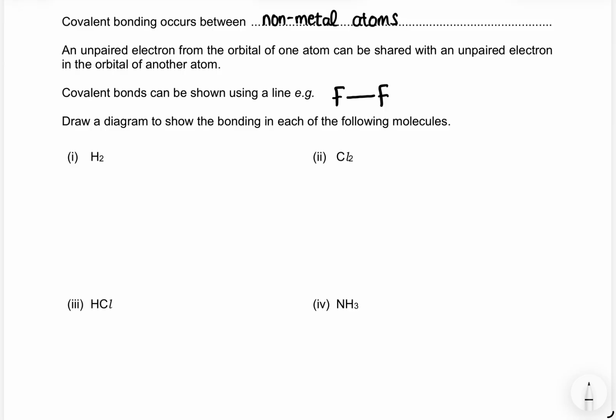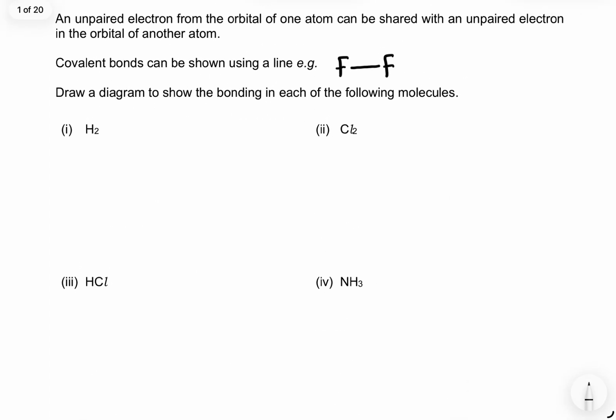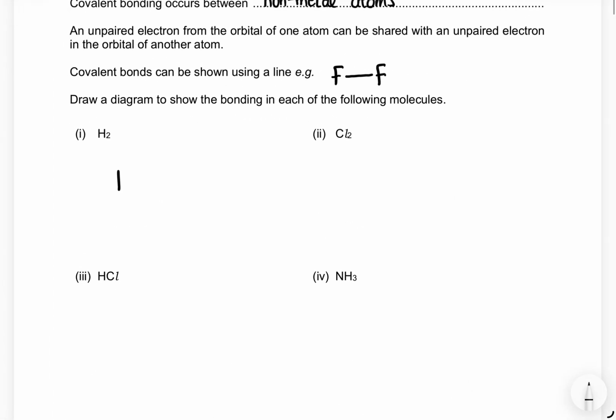So hydrogen has one electron in its outer shell. And so we could have one hydrogen with one electron and then a second hydrogen, and they're going to share this pair here so that they both get 2 electrons in their shell, which is a full shell for hydrogen because it only has the first shell. We could show that as a line between 2 hydrogen atoms.